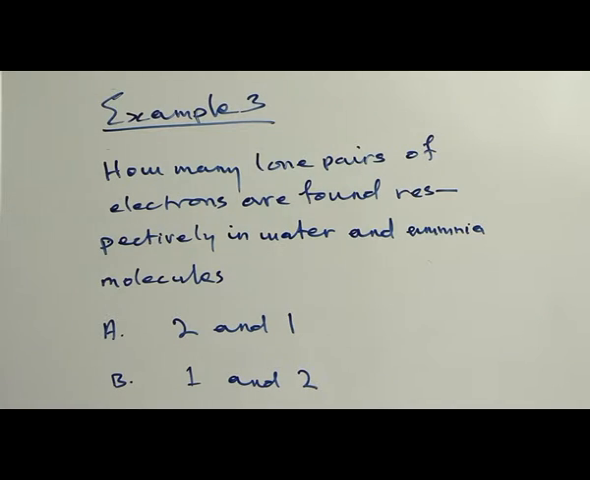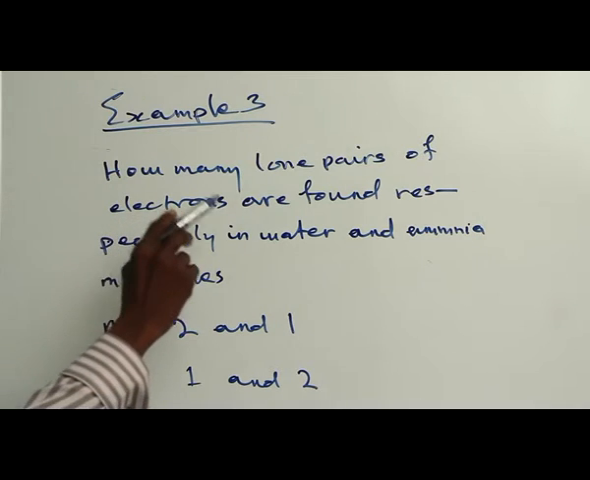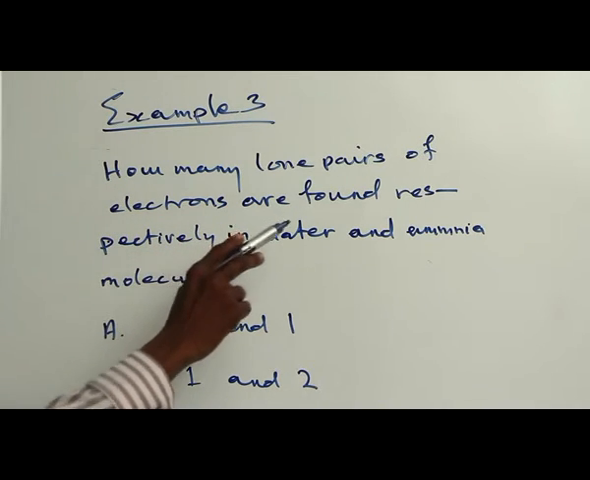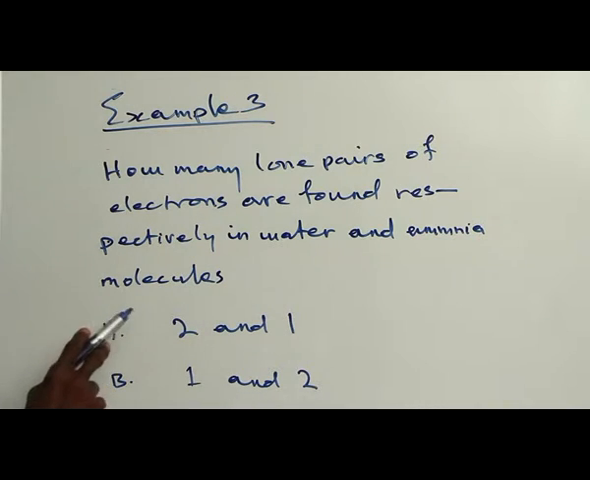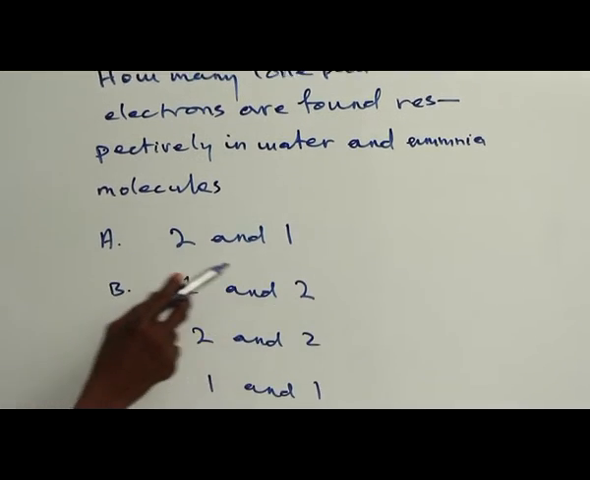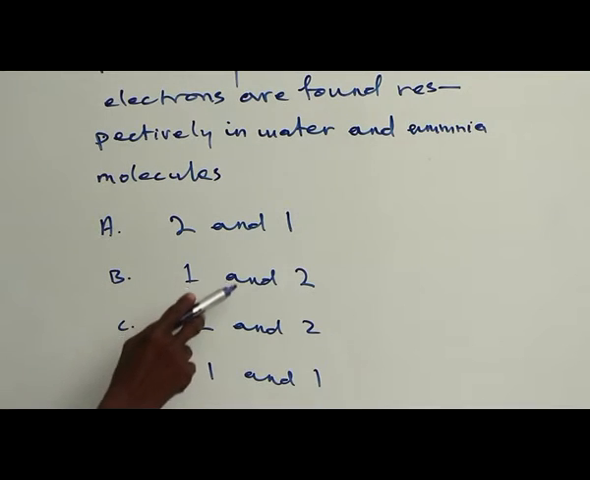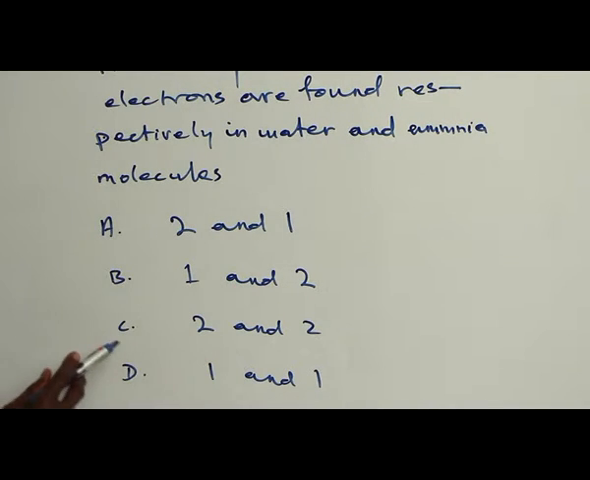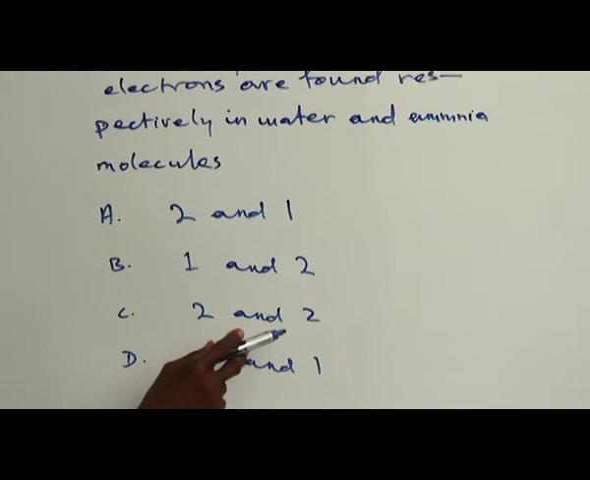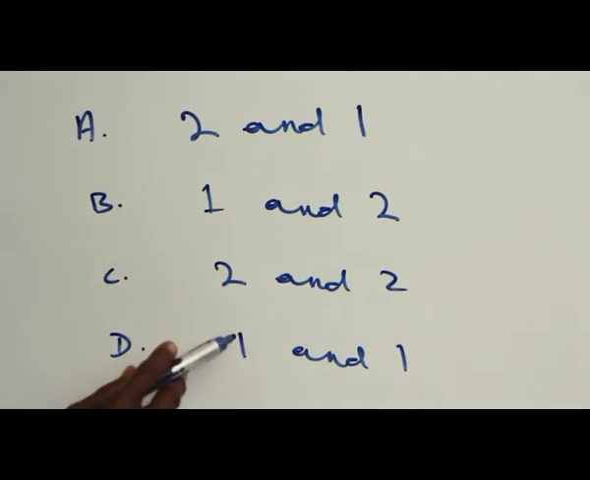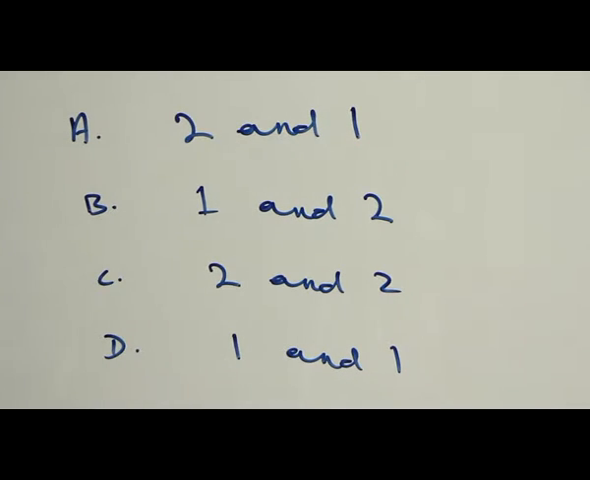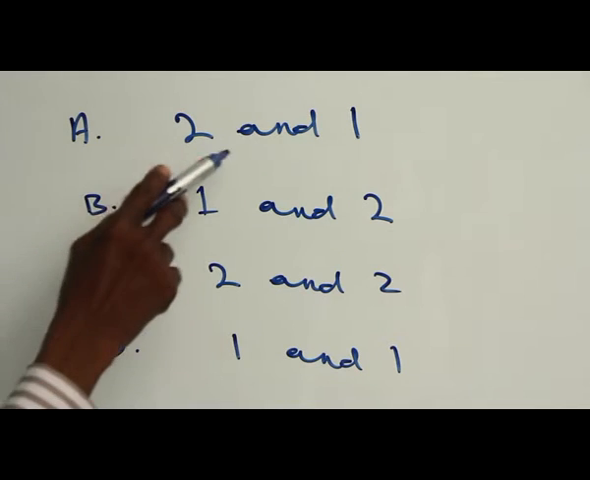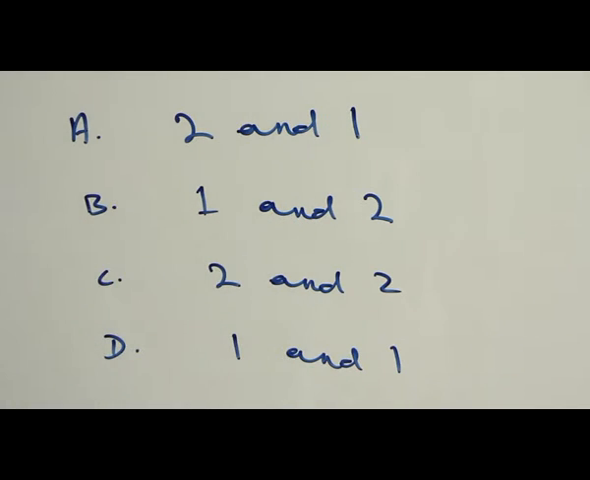The third illustrative example. How many lone pairs of electrons are found respectively in water and ammonia molecule? The options: A, 2 and 1. B, 1 and 2. C, 2 and 2. D, 1 and 1. Let's consider each of these options. A, 2 and 1. This is the correct option.